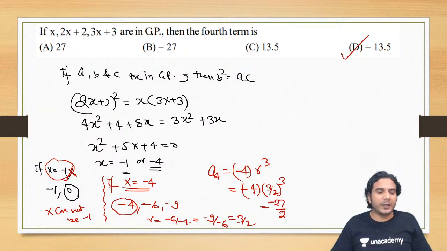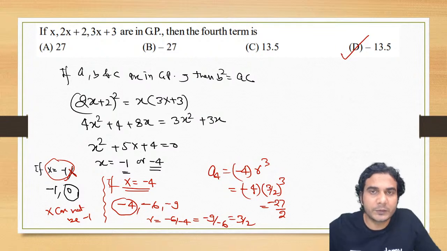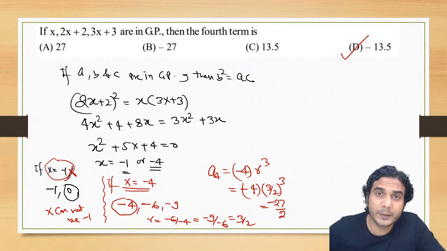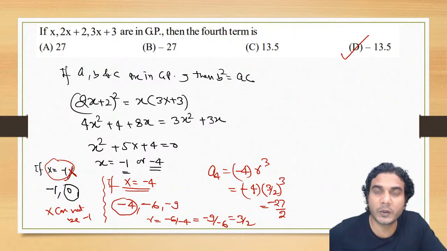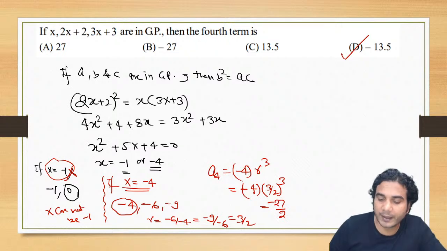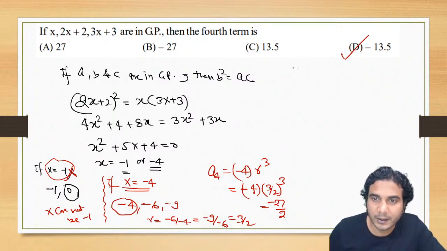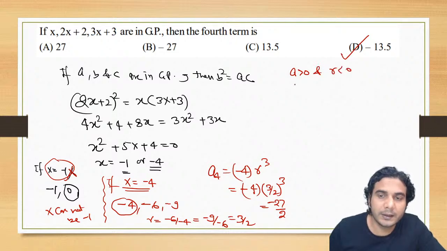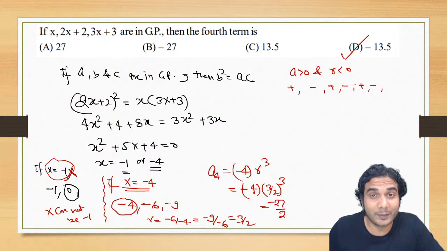All terms of a GP can be negative, no problem. See what happens in a GP. If A is positive and R is negative, like in this case, then the terms will be positive, negative, positive, negative, positive, negative, alternate plus minus. That cannot happen in an AP.